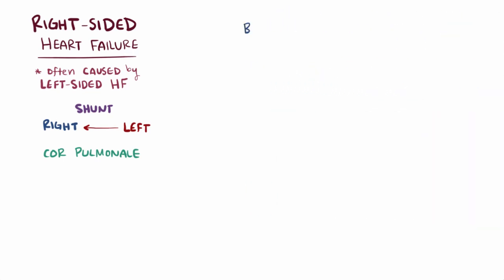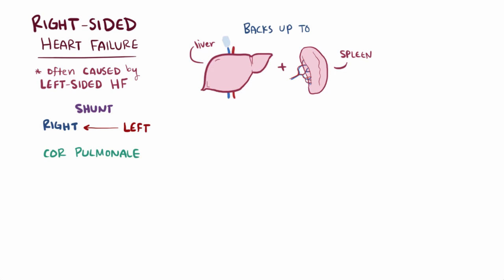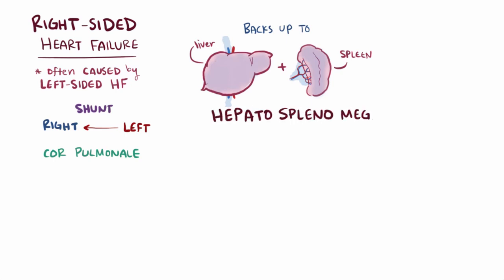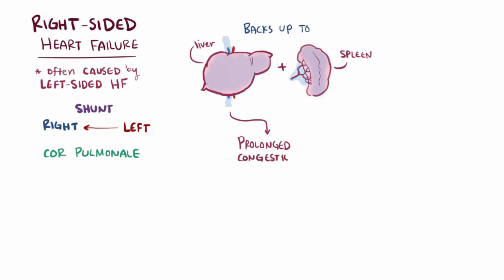Also, in the body, when blood backs up to the liver and the spleen, fluid can move into the interstitial spaces within those organs, and they can become enlarged, called hepatosplenomegaly, which can be painful. And if the liver is congested for long periods of time, patients can eventually develop cirrhosis and liver failure, which would be called cardiac cirrhosis.